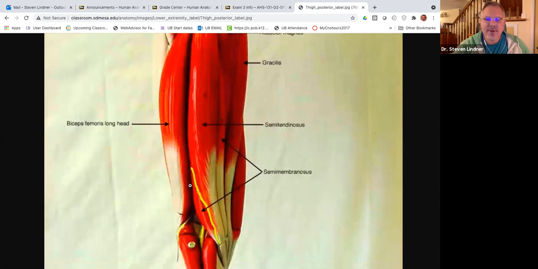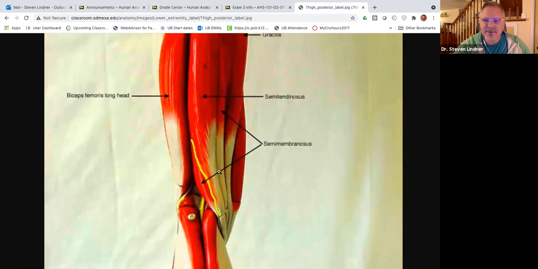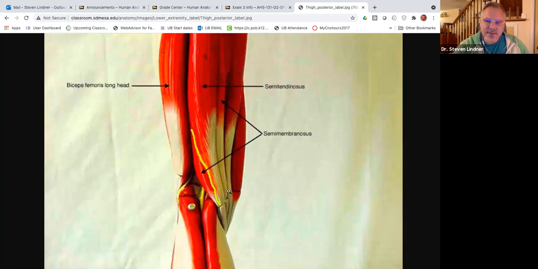Here are the 3 hamstrings. There's your biceps femoris, and then semitendinosus and semimembranosus. You can see a little bit of a close-up view, a little bit of the pes anserine here.